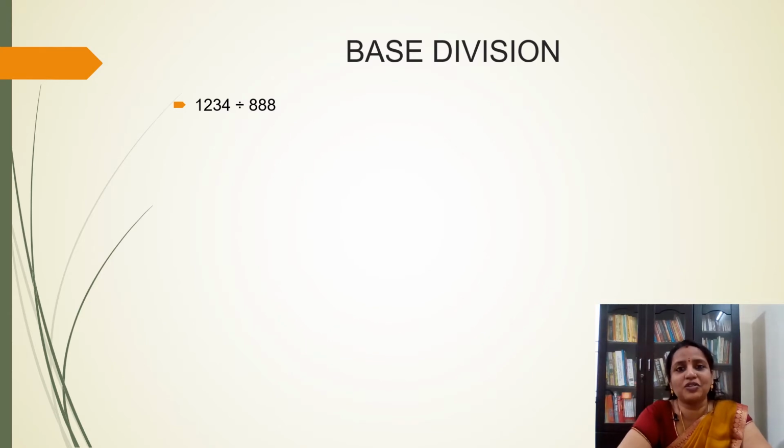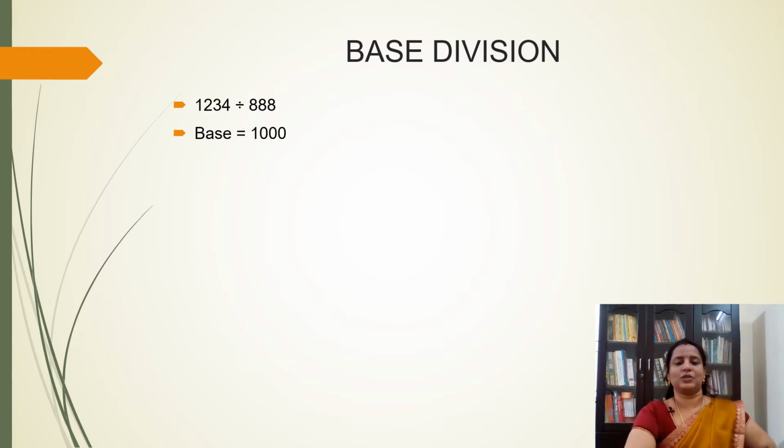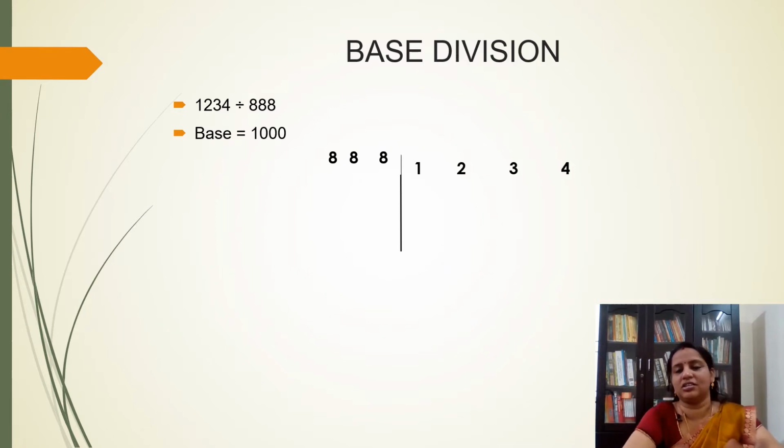888 is closer to which base? 888 is closer to the base 1000, so I consider my base as 1000. Then I'll take my divisor followed by my dividend. My dividend is 1234 and my divisor is 888.